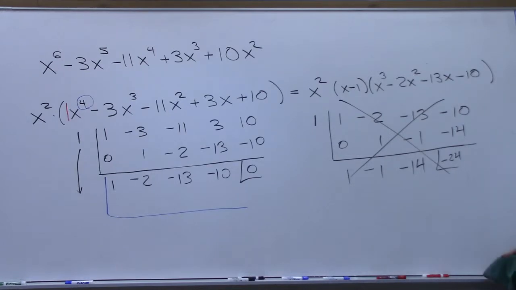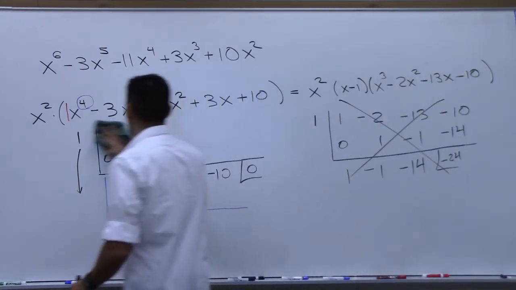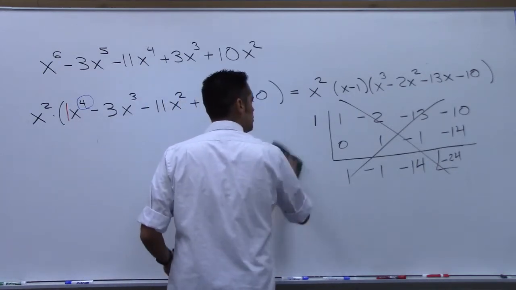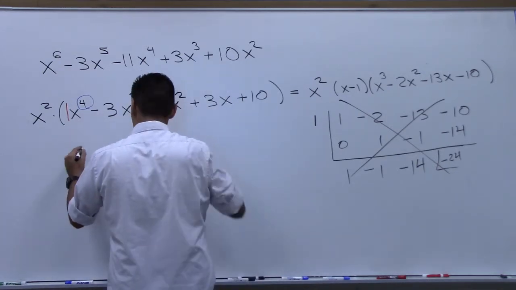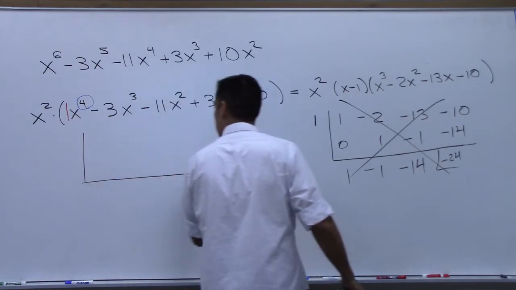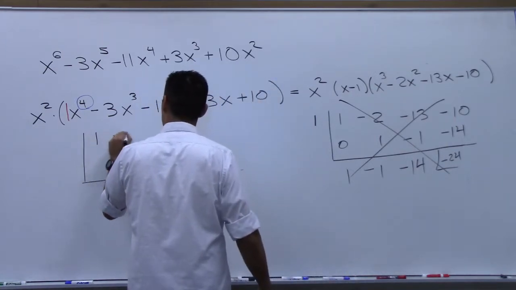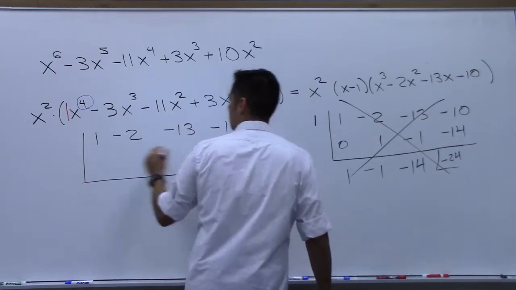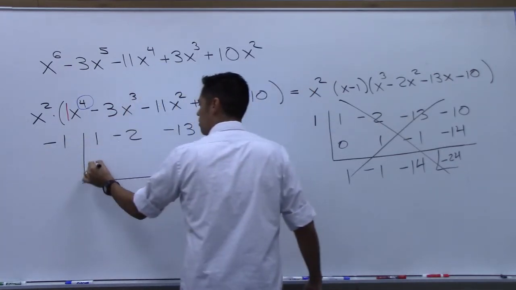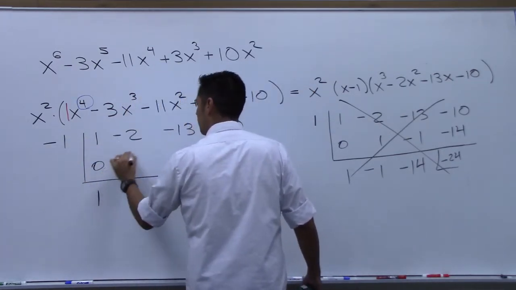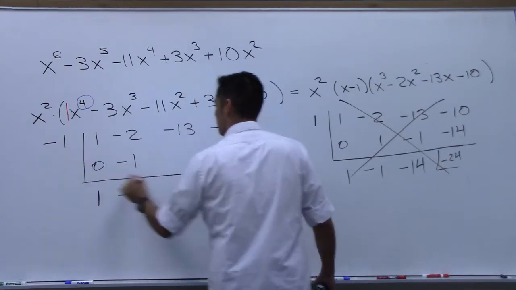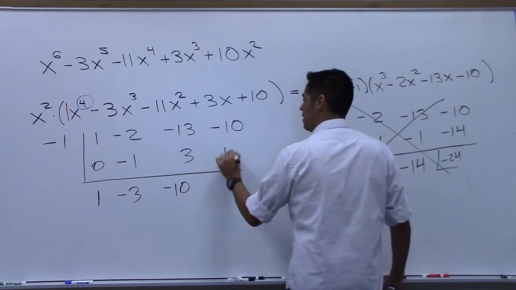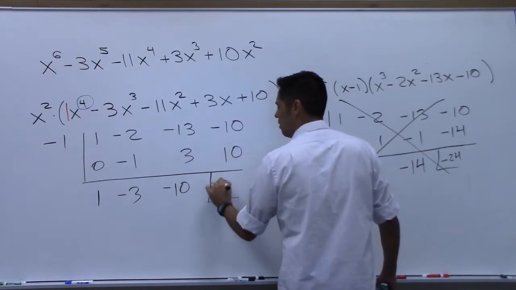Okay, so that didn't work. I've got to go through and draw another box and do all this stuff again. And I'm going to try -1. It does work? No? Doesn't? Okay, so we have some conflicting opinions here. Let's see. -1. Drop down, we get 1. -1 is -3. That's 3. That's -10. That's 10. That's 0. It does work.